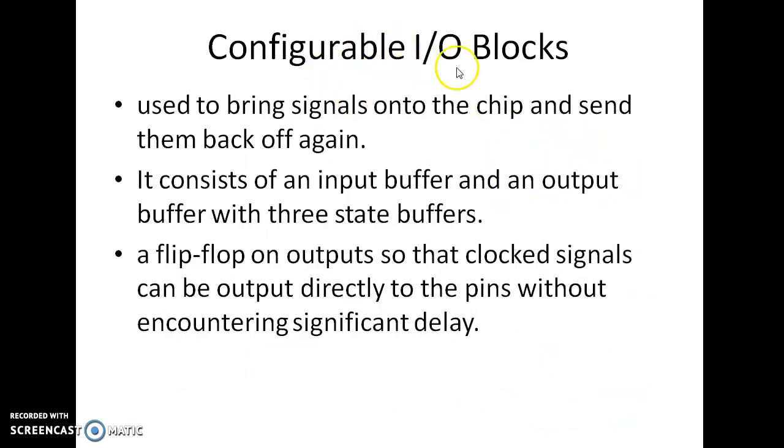And configurable I/O blocks are basically used to bring the signals onto the chip and send them back again. It consists of I, meaning input buffer, and O, meaning output buffer, and these are 3-state buffers. That means it has 3 states: logic 1, logic 0, and high impedance state. Already we know what a 3-state buffer is. And it also consists of a flip-flop where outputs can be stopped or synchronized with an external device that is connected to the FPGA.